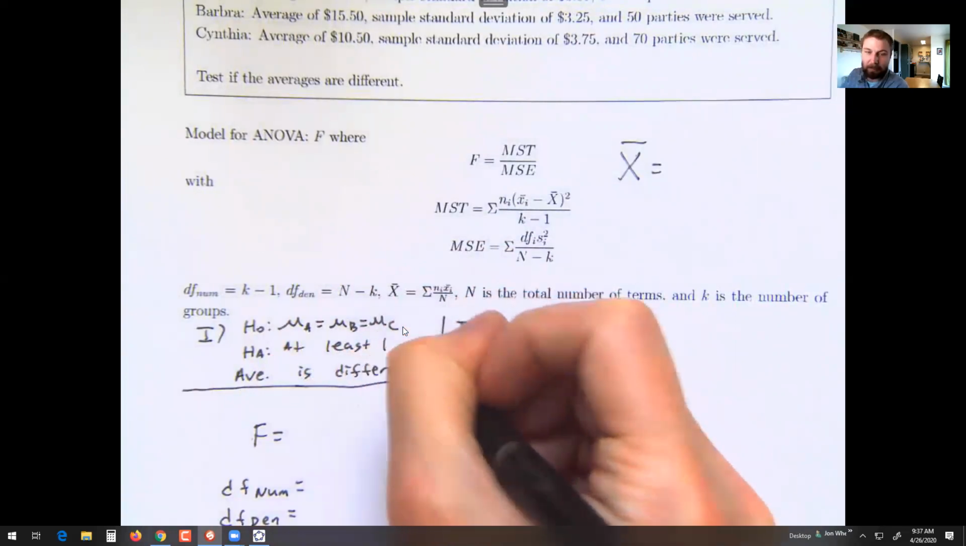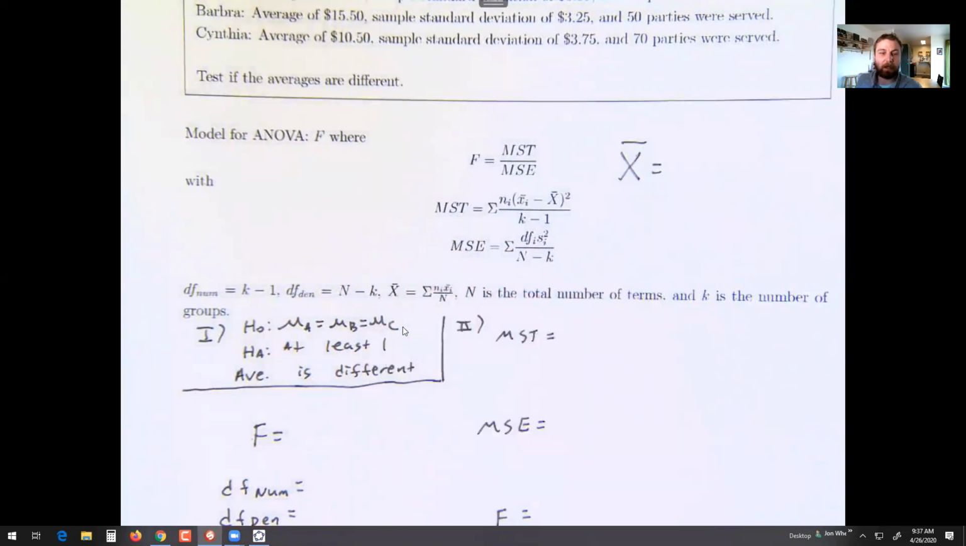Now, just as a note as I'm getting started here, it won't tell me which average is different. So I'd have to do follow up either 2-sample t-tests or 2-sample t-intervals to figure out which group is different out of the set. Maybe A is different than B, or A is different than C, or B is different than C. So I would have a lot of follow-up tests to do.